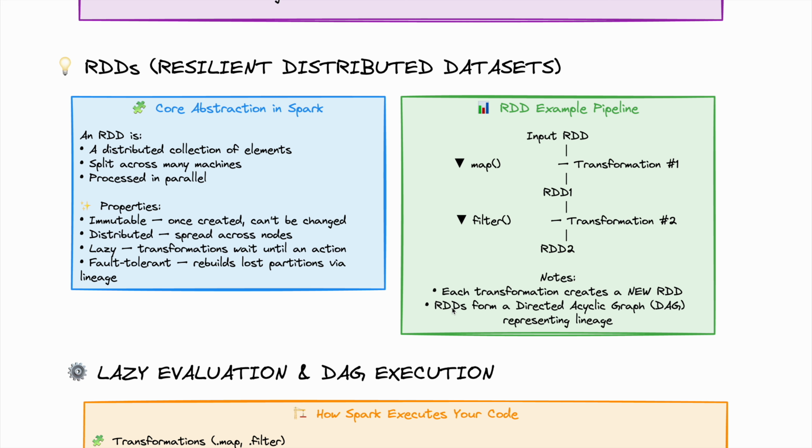Also, the RDDs are forming a directed acyclic graph, also called the DAG, representing the lineage. This is very important. Why is it directed? It's directed because each node has a direction.